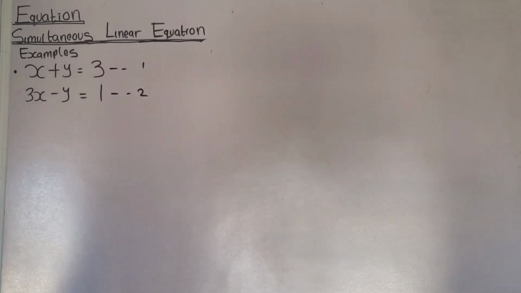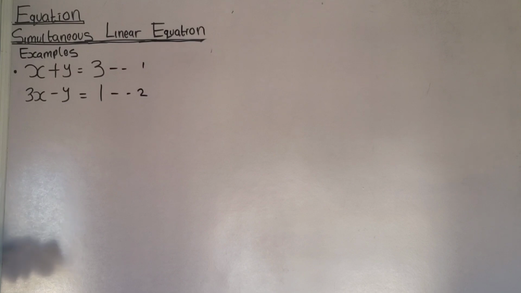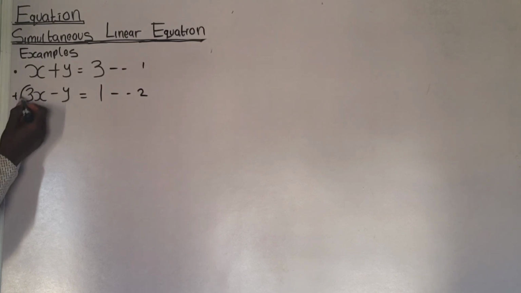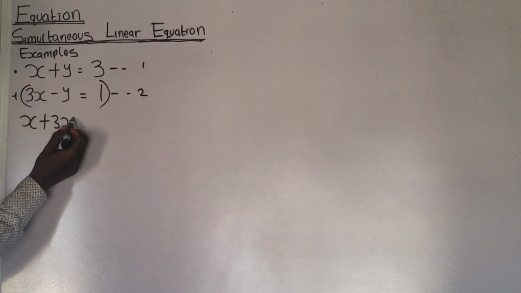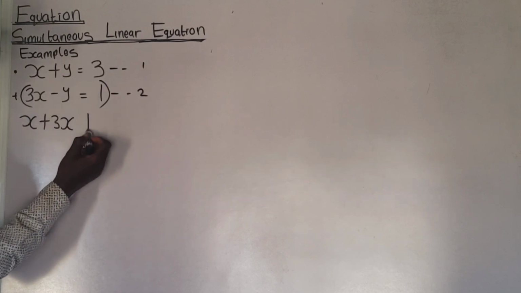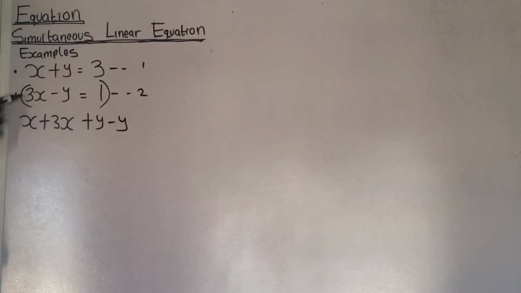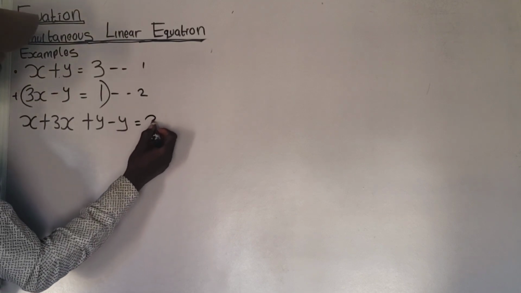Do you understand? Now, in this case, we want to eliminate y, but the signs of the coefficient of y in both equations are different. So we are going to add both equations. Let me just add a positive sign here. I'm going to have x plus 3x, are you paying attention? Plus y minus y, because plus times minus will give me minus. So I'm going to have 3 plus 1 equals 3 plus 1.